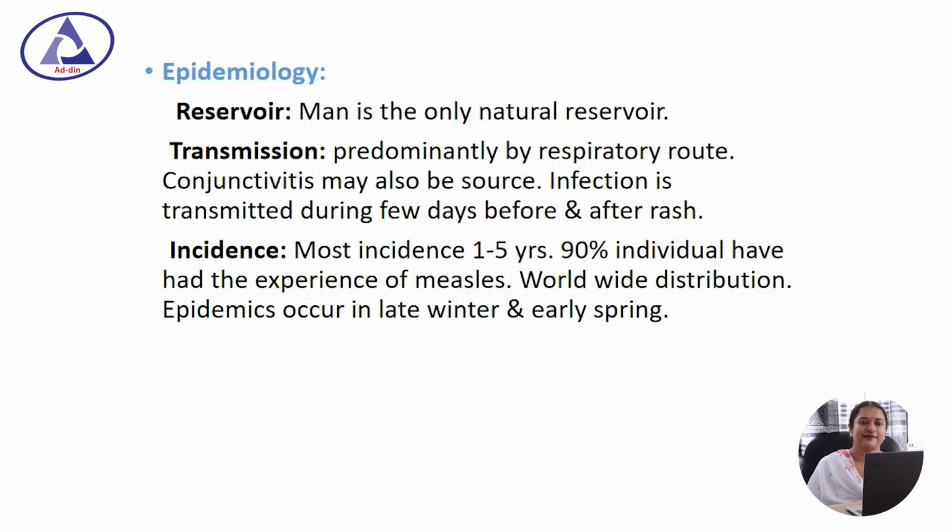Epidemiology. Reservoir: man is the only natural reservoir. Transmission occurs predominantly by respiratory droplet and also by contact infection during conjunctivitis. Incidence: most incidences occur between 1 to 5 years of age. 90% of individuals have had the experience of measles and it has worldwide distribution. Epidemic attacks occur in late winter and early spring.